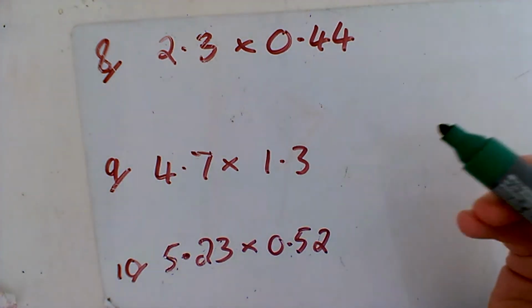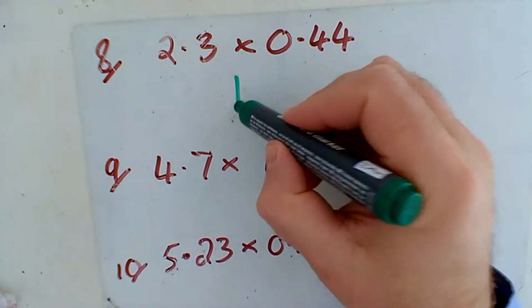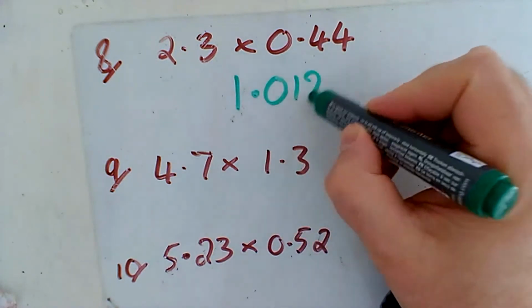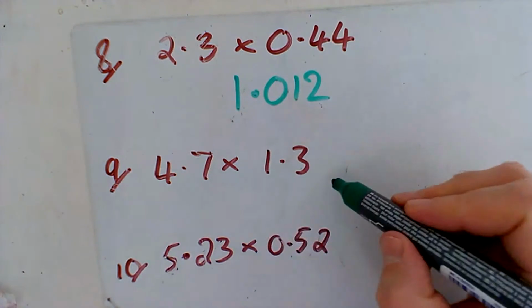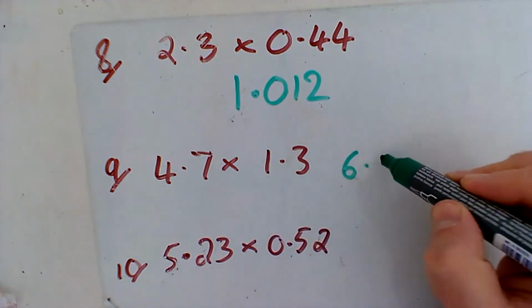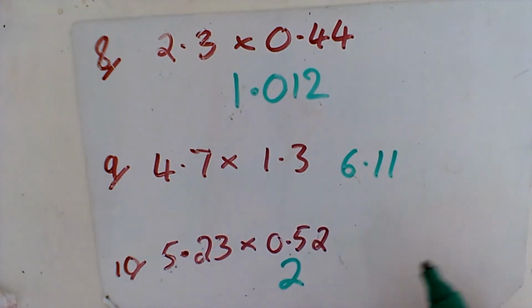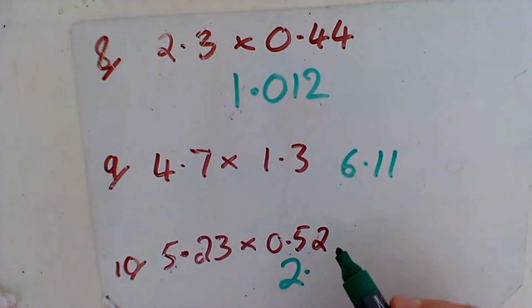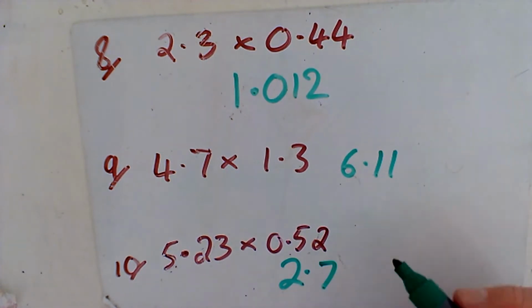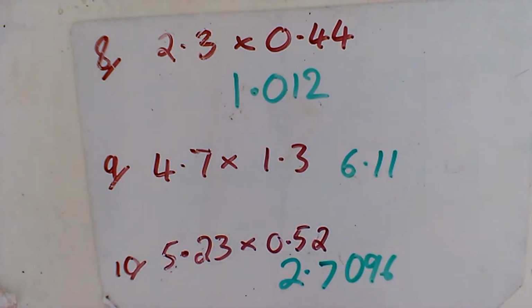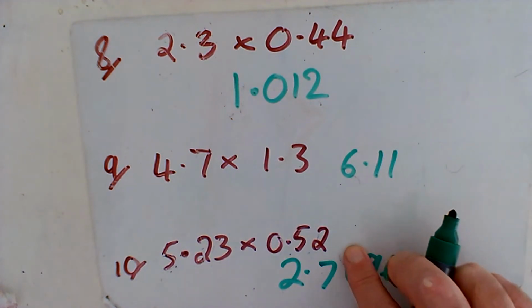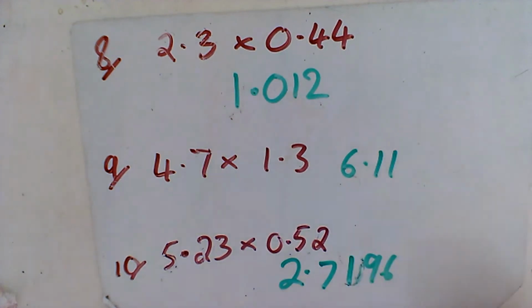Right, these are the answers you should have. For this one, it should be 1.012. For this one, you should have 6.11. And for this one, you should have 2.7, sorry, I can't read my own writing, 096. Let me just check that on a calculator. Oh, in fact, that should be a 1. Definitely couldn't read my own writing.